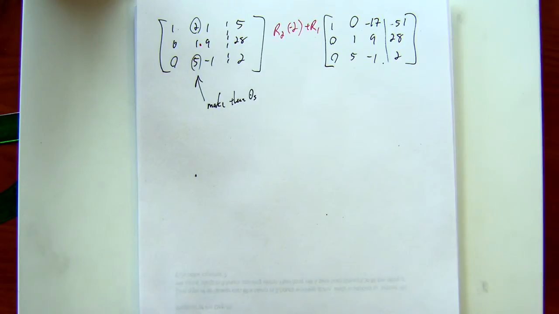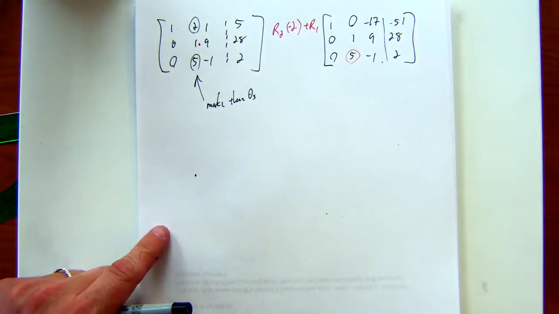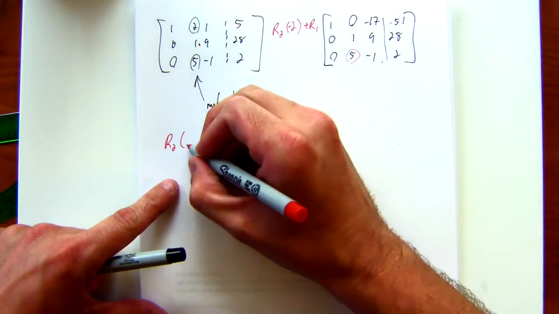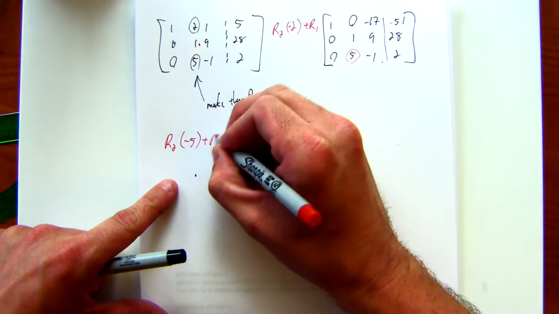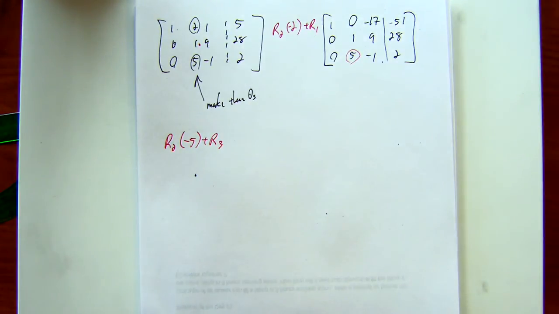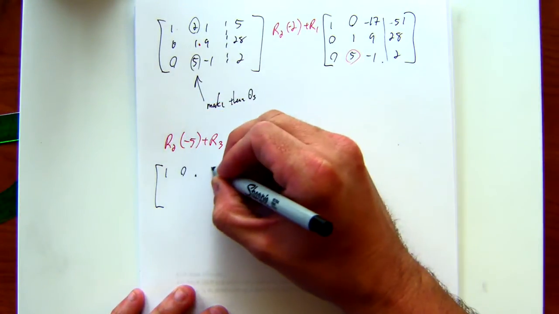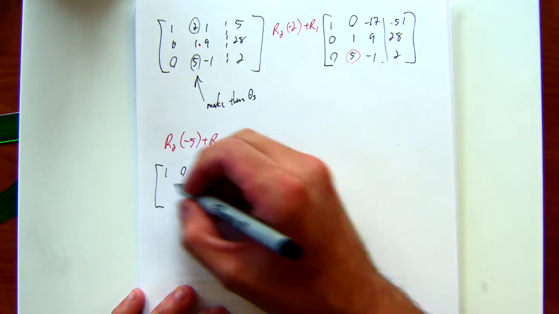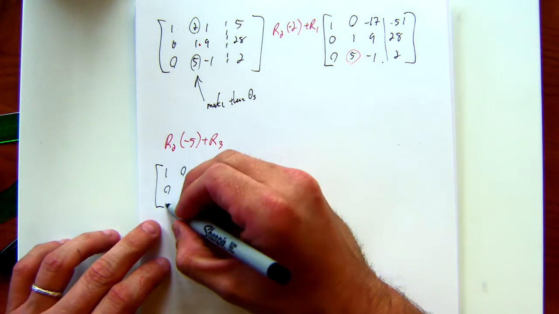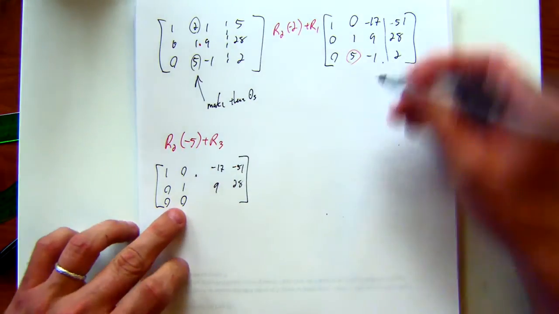Okay, so we do the same thing but for row 3, right? So how am I going to make this a 0? Row 2 times negative 5 this time. And then add that to row 3. So 1, 0, negative 17, negative 51, 0, 1, 9, 28, 0, negative 5 plus 5, good, got my 0 there.